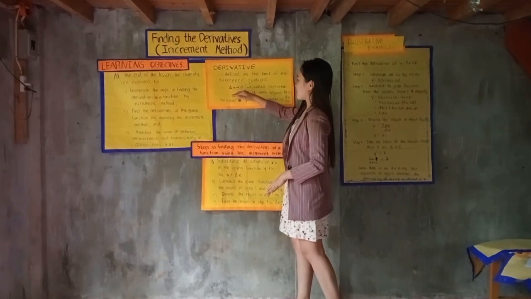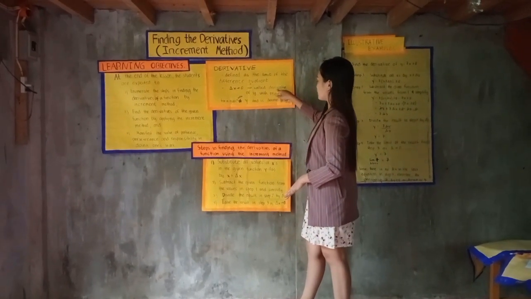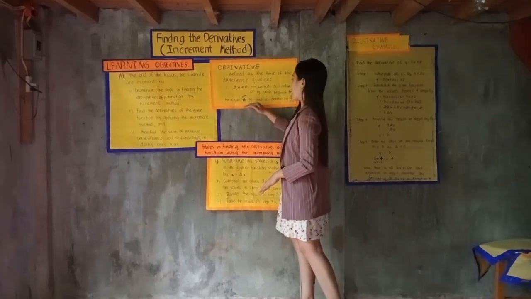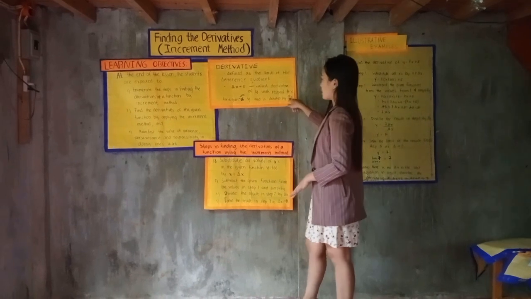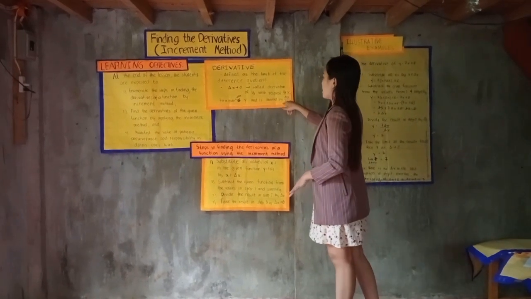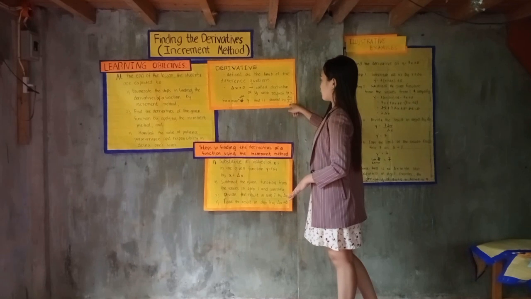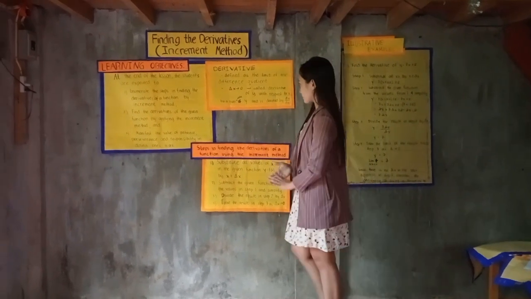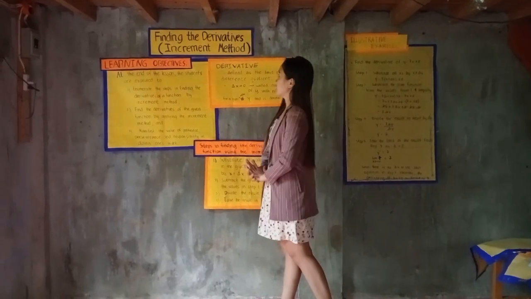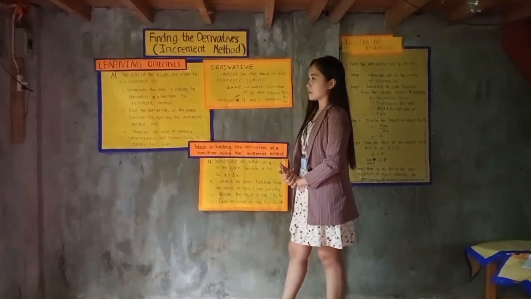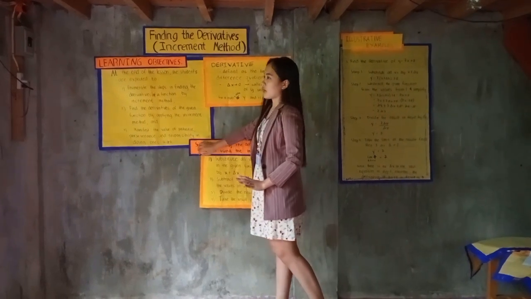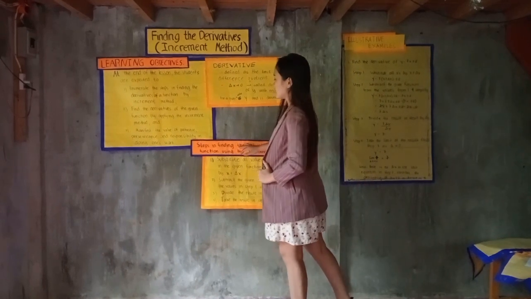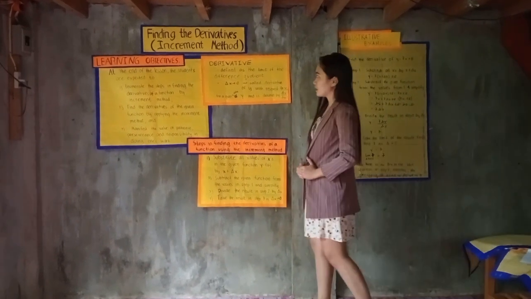So, delta x approaches 0 is called the derivative of y with respect to x, for a given value of y, and is denoted by dy over dx. So, ito yung symbol ng derivative. In finding the derivative by the increment method, it is easy for us to simplify because we are given different steps in finding the derivative.